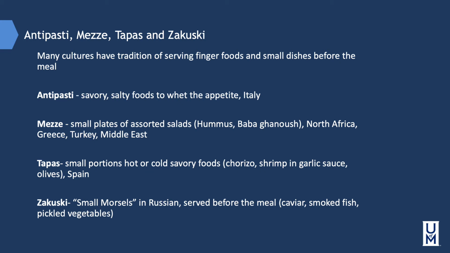In Spain, there's tapas, the small portions, either hot or cold savory foods, including items like chorizo and shrimp and garlic sauce and olives. And then from Russia, we've got zakuski, which in Russian means small morsels. These are served before the meal typically, things such as a nice caviar, smoked fish, or pickled vegetables.